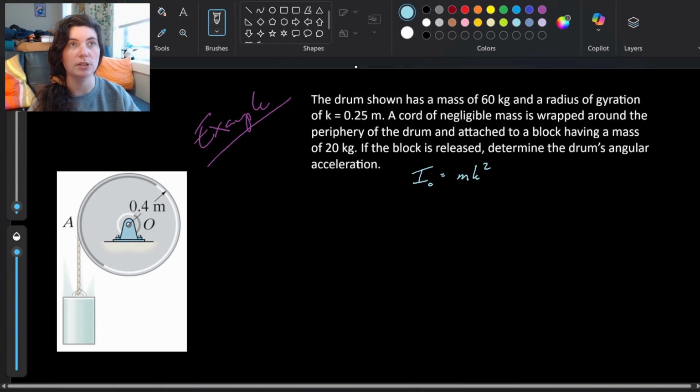If the block is released, determine the drum's angular acceleration. So this is kind of an interesting one because you can think of this system in a couple of different ways. You can treat it all as one rotating system, or you can think about it like a block that's moving and also a drum that's rotating, and relate those two systems together.